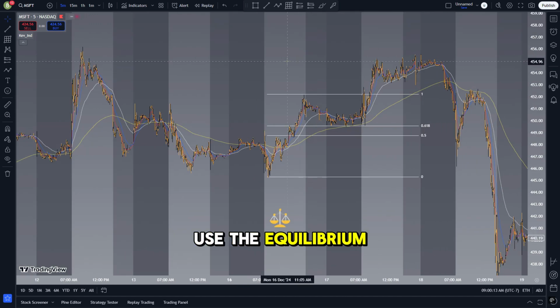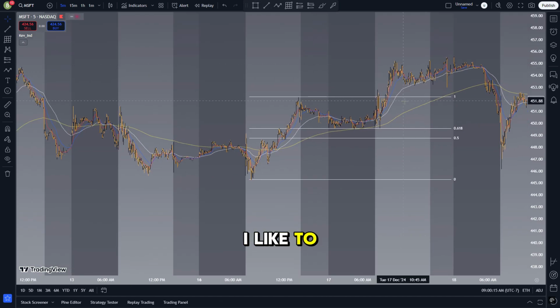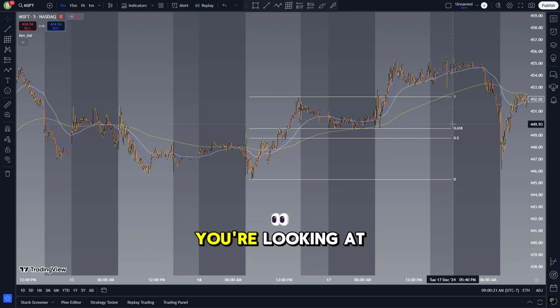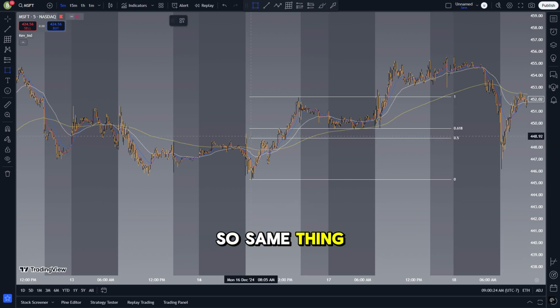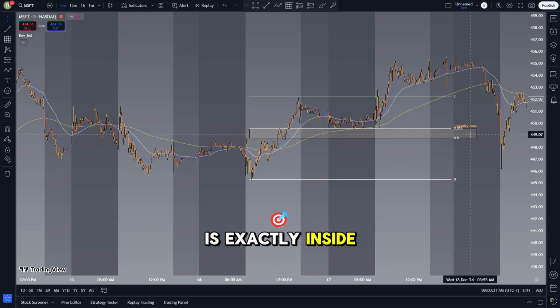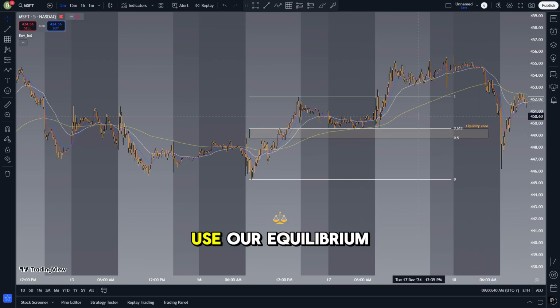You're able to use the equilibrium multiple ways, in my opinion. I like to bring the 0.6 above and below us at times, depending on how you're looking at price action. Same thing here: if we mark out our rectangle, we can see that where price is going to come back down to is exactly inside of our kill zone. But we're not just going to use our equilibrium kill zone as the final point of confluence. We have to make sure everything aligns before we decide, okay, we're entering our equilibrium kill zone, time to get into the reversing play.